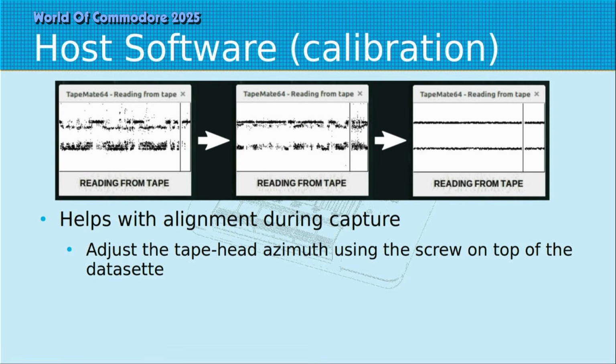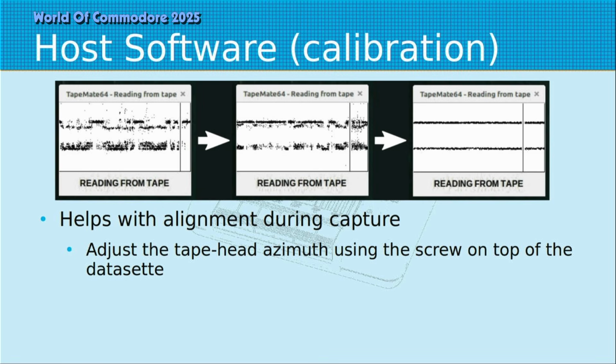So a little bit more about the calibration window. On the datasette, on top of it, there is a little hole with a screw for the head adjustment. If you try to digitize a tape and you have something like the window on the left, that's not good. You want something like this.